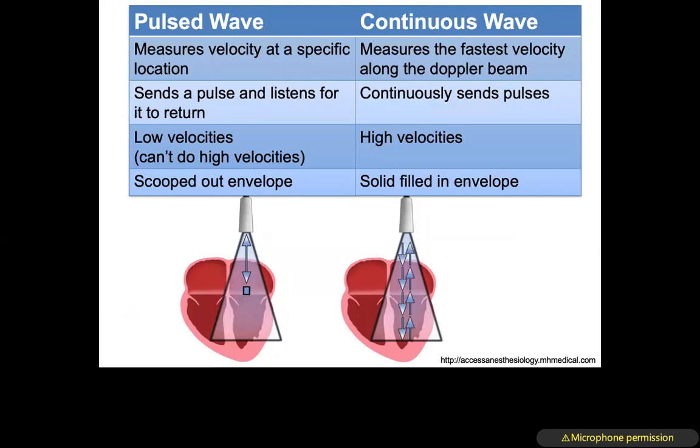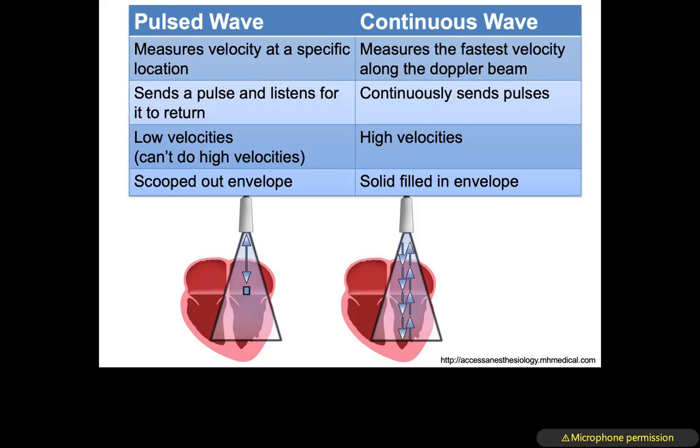Continuous wave will measure the fastest velocity along the Doppler beam, but it won't tell you where. Pulse wave will send a pulse and listen for it to return. Continuous wave is constantly sending these pulses. Pulse wave does your lower velocities. It can't really do those high velocities, whereas continuous wave will look for high velocities.